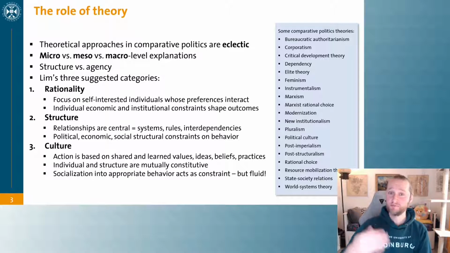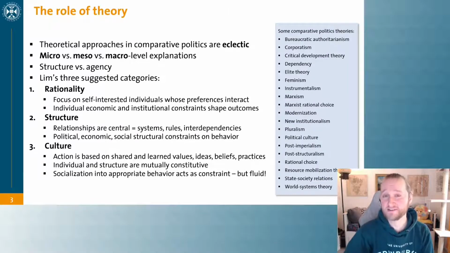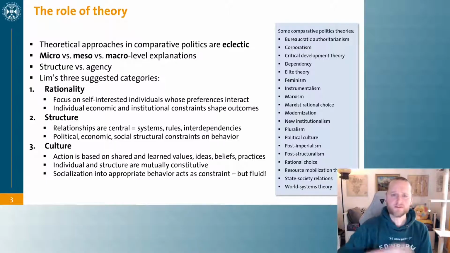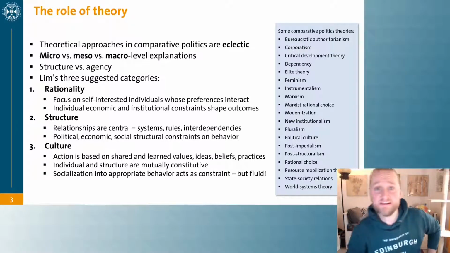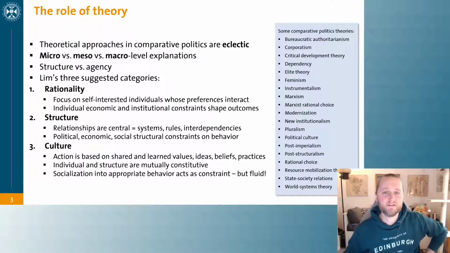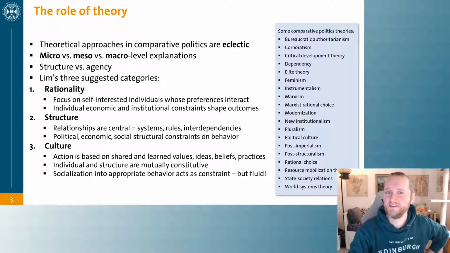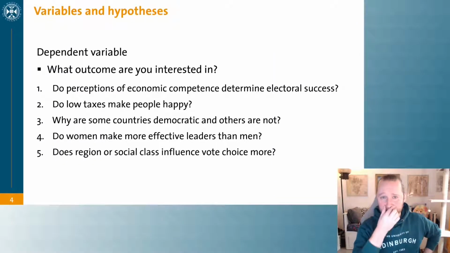And while the structure makes you and you remake the structure, that reconstitution isn't perfect and can change from time to time. So these are the three broad categories of theories in comparative politics: theories that emphasize rationality, theories that emphasize structure, and theories that emphasize culture. These are rough categories, but whenever you encounter a theory, see if you can fit it into one of them, and that sometimes helps you understand more what its broader worldview is.